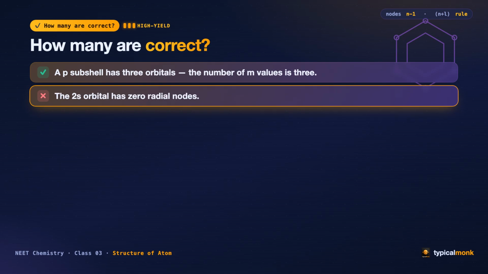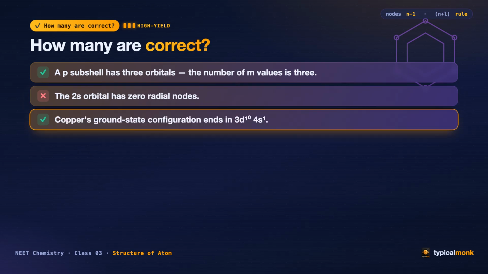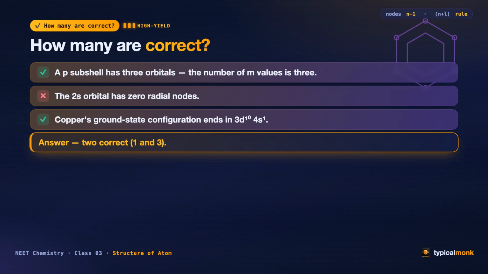Think n is 2, l is 0. So radial nodes equal 2 minus 0 minus 1. Statement 3. Copper's ground state configuration ends in 3d10, 4s1. Recall the anomaly we just met. So, how many are correct?